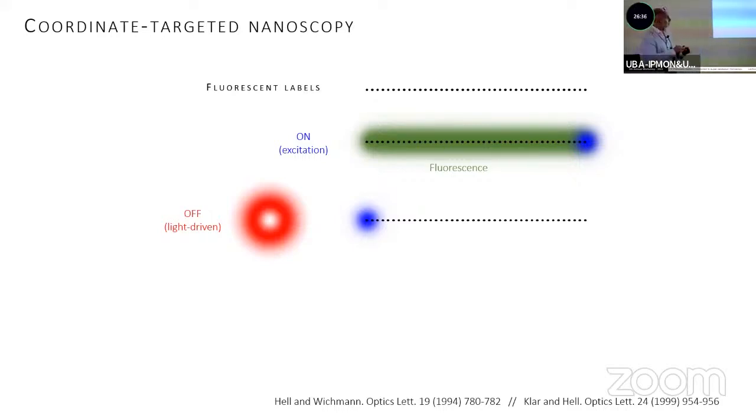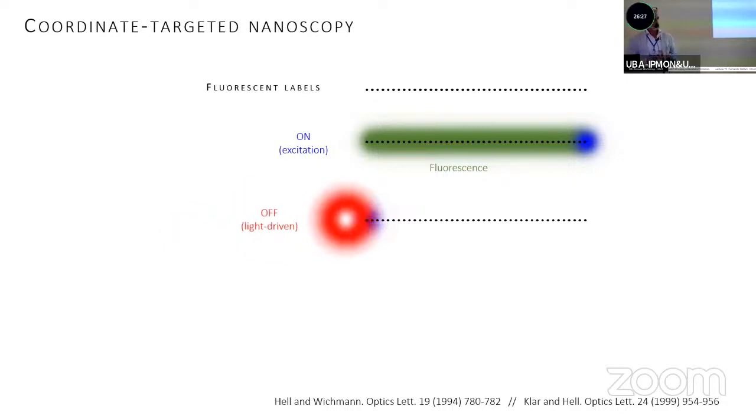Again, we need some process to switch fluorescence off induced by light. And now we will do that with this focus. So now we superimpose the two. The blue laser will excite fluorescence, and the red laser will suppress fluorescence, right? And you can already imagine what will happen.